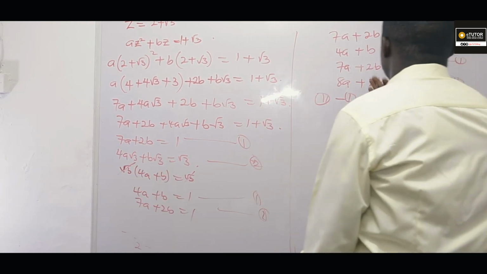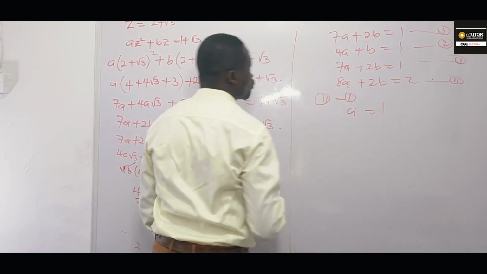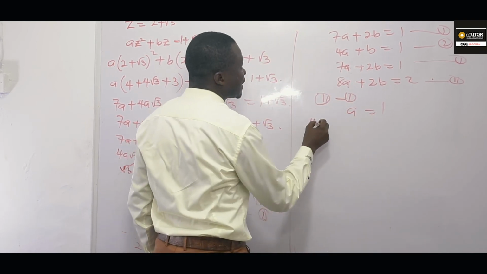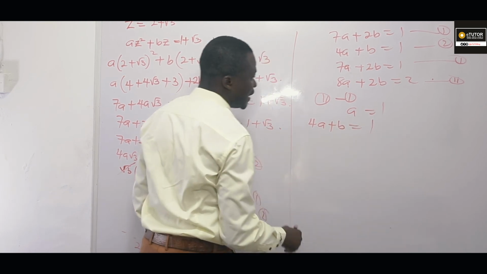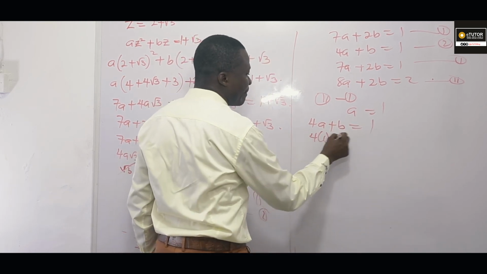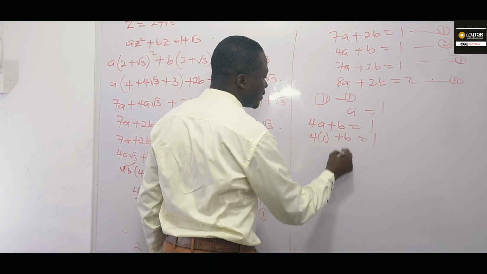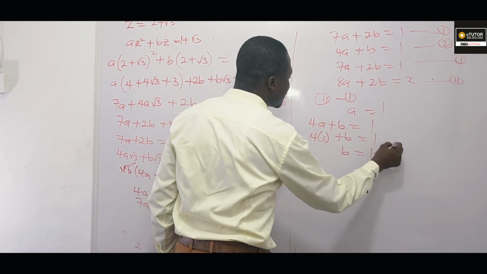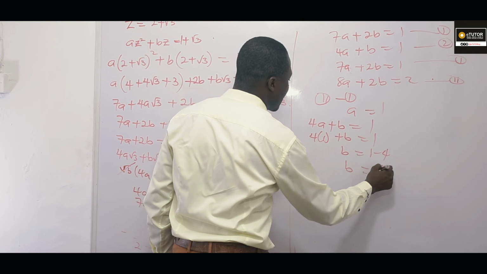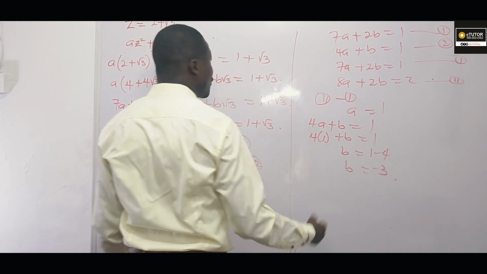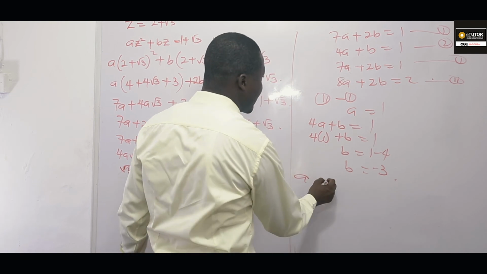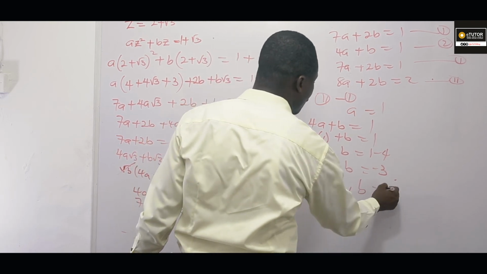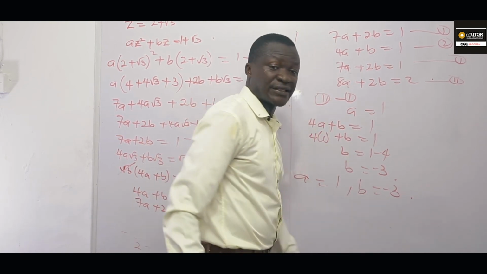So what else? We need to get b. I would prefer to use equation 2. Why? Because the b here has a coefficient of 1. Therefore, we have 4a plus b equal to 1. b equal to 1 minus 4, b equal to minus 3. Very simple. Quadratic leads to simultaneous equations, leads to comparison. a equal to 1, b equal to minus 3. I hope you understand. Thank you.